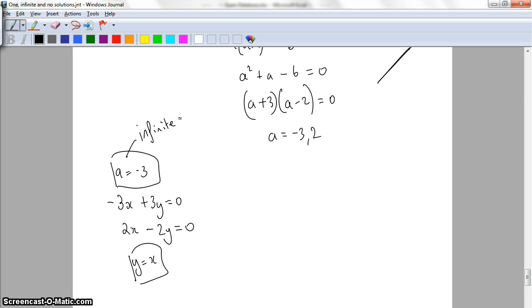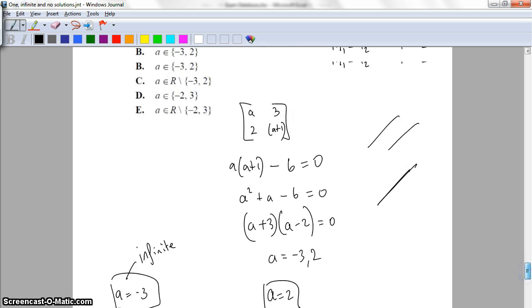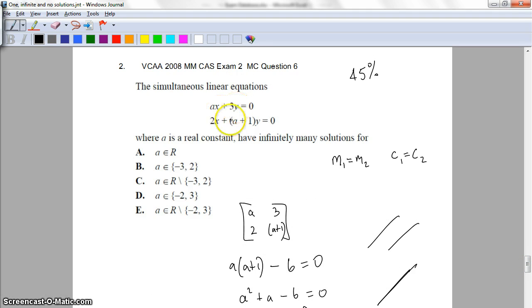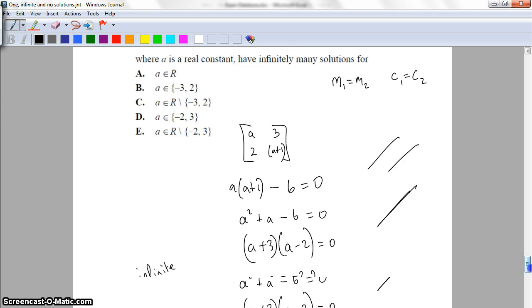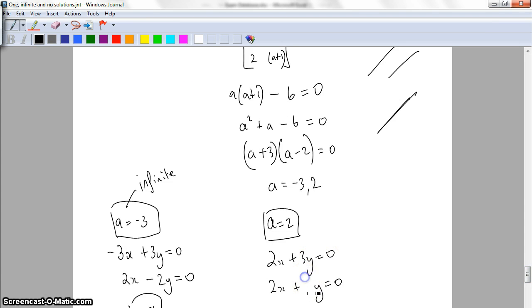But I'm not sure about the other one. I do need to test the other one. So if a equals 2, I'm going to sub that in as well. So I'll get 2x plus 3y equals 0, and I'll get 2x plus, I believe it's 4y equals 0. Just make sure of that. If x is 2, 2x plus 3y, yeah. And, oh no, that will be 2 plus 1, which is 3. So let's have a look. Actually, these are identical graphs as well.